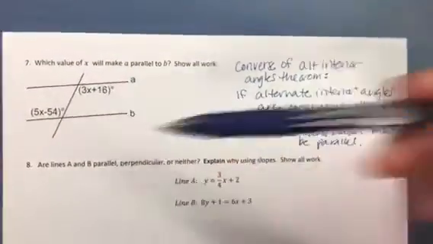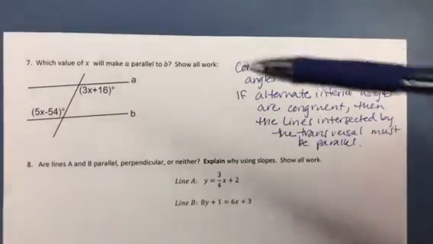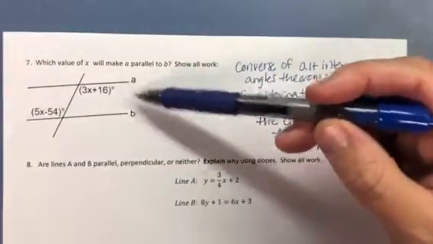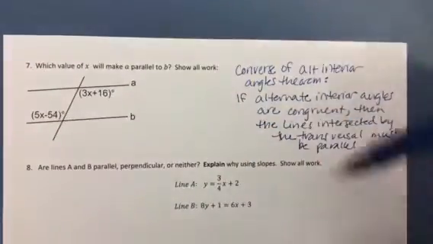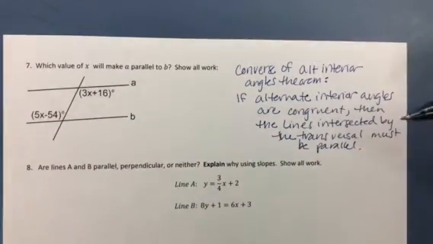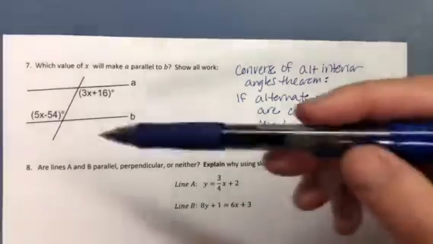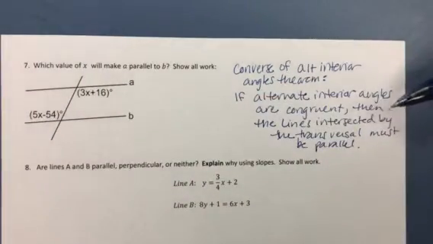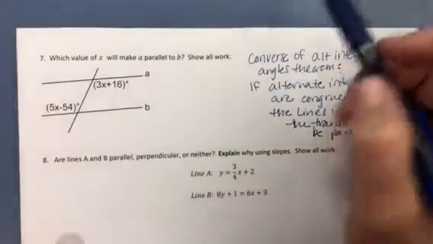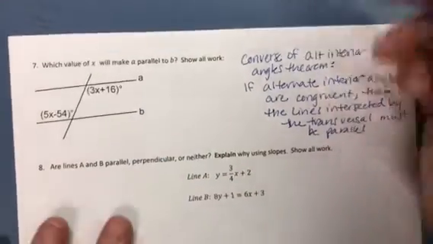So if we look at these, these are alternate interior angles. The alternate interior angles theorem tells us that if lines A and B are parallel, then our alternate interior angles are congruent. The converse of that tells us that if these alternate interior angles are congruent, then those two lines must be parallel. So all we need to do is make sure that these are the same. That will make A and B parallel.